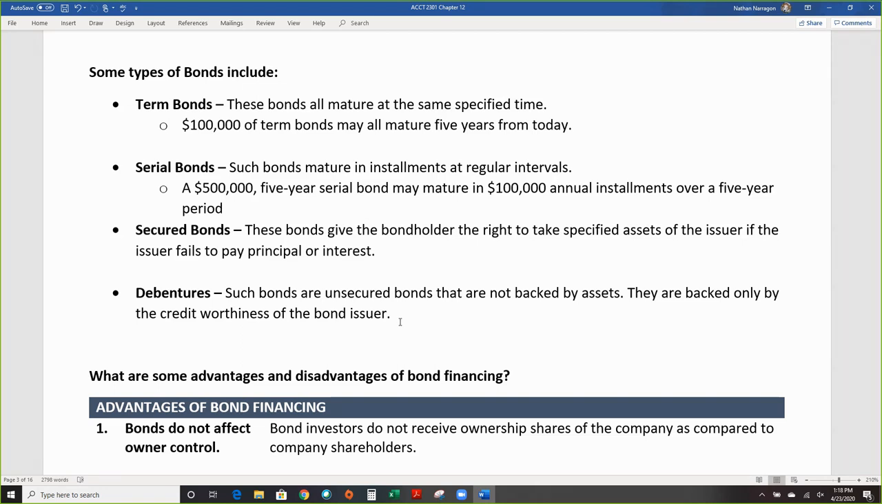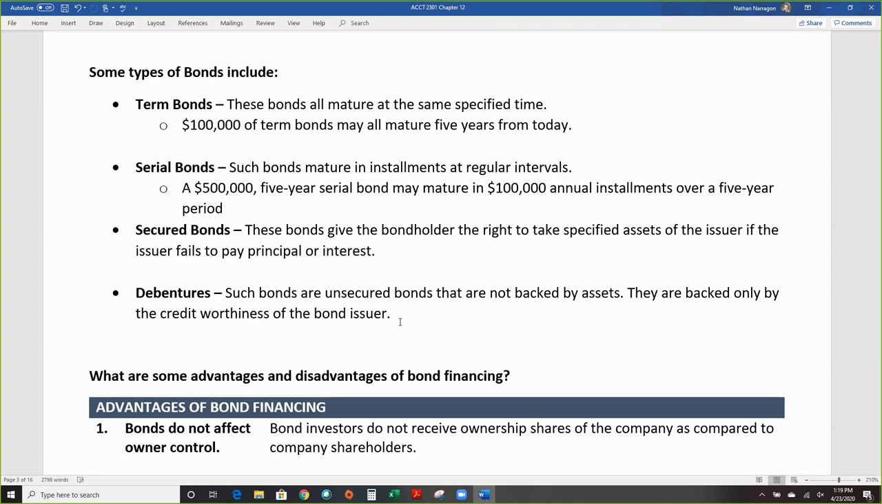You also have secured bonds. And these bonds basically give the bondholder the right to take specific assets. So you add a little bit of collateral to your bond to get it basically sold. And debentures. These bonds are unsecured bonds and not backed by any assets. They're really only backed by the creditworthiness of the bond issuer. So sometimes that's good, sometimes that's bad. So secured bonds, yeah, we can go with, but others we may have to watch out for.